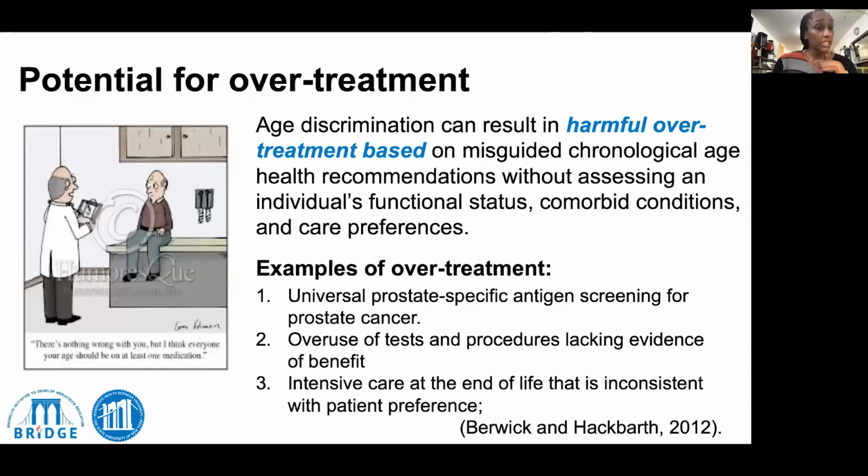In addition to a potential for under-treatment, there's also potential for over-treatment. Often these are harmful treatments based on misguided health recommendations for older people, and a lot of these really don't have a lot of benefit. For example, the universal prostate specific antigen screening for prostate cancer, or the overuse of particular tests and procedures that don't have evidence.